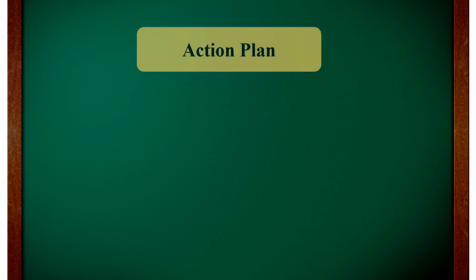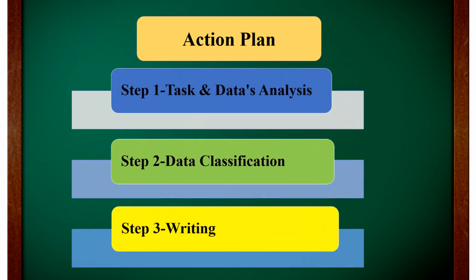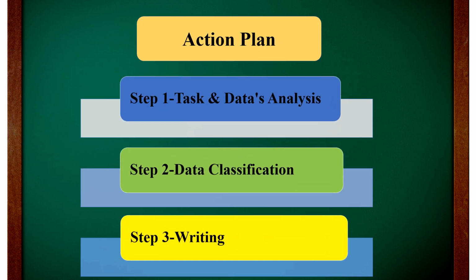To begin with, let's have a quick look at an action plan. Here, there are 3 steps. Step 1, task and data analysis. Step 2, data classification. Step 3, writing. All of these steps, I'm gonna detail one by one later. So now let's move on.